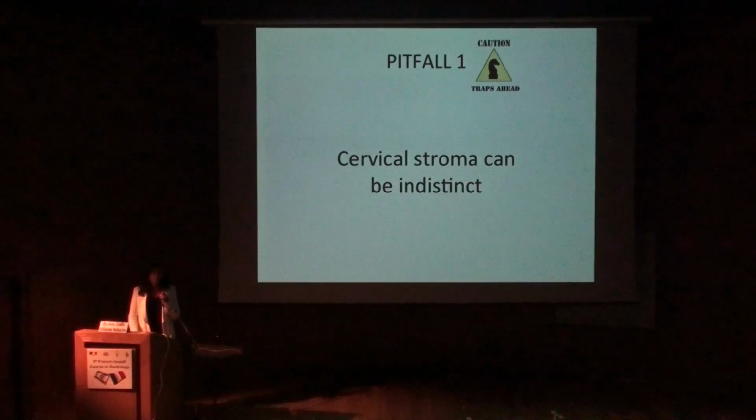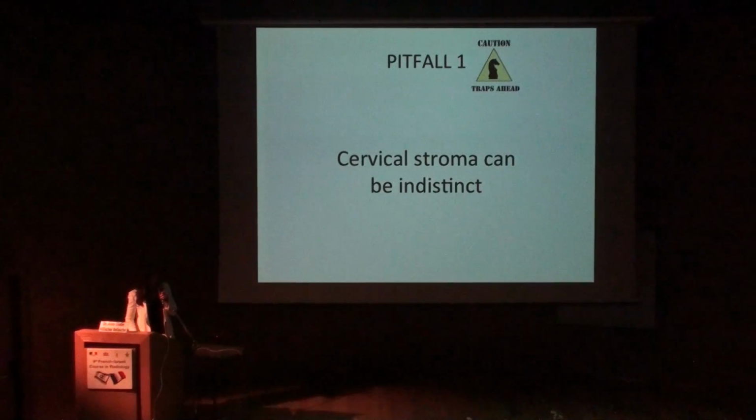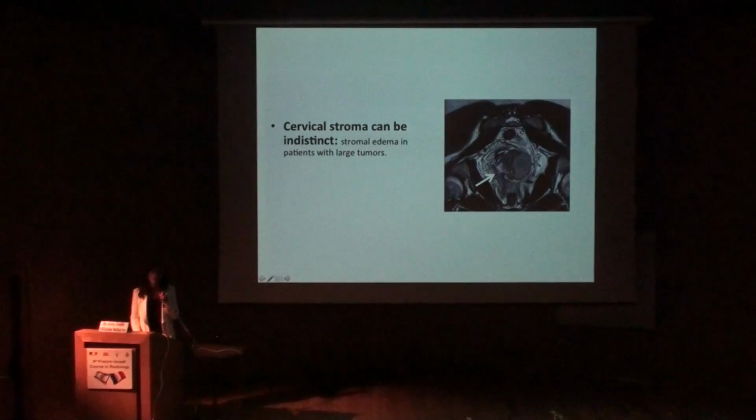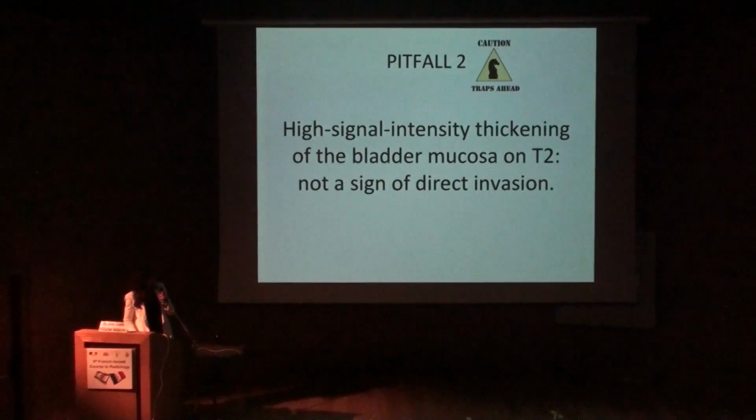There are some pitfalls. It's not so easy to know whether or not there is an extension of the lesion through the parameters. For example, cervical stroma can be indistinct. For the important lesions, as you can see here, sometimes it is very difficult to see if there is an interruption of this ring or if it's just the edema of the lesion.